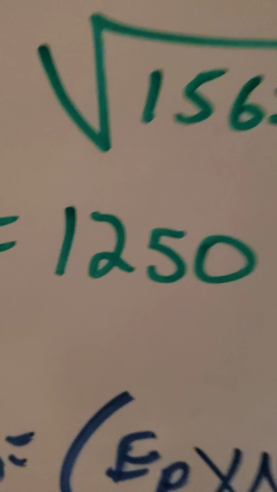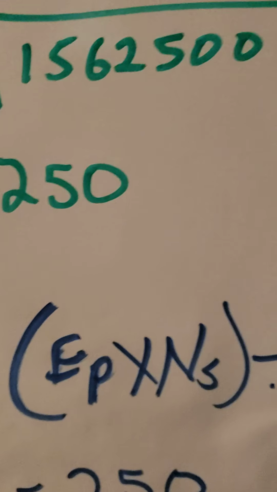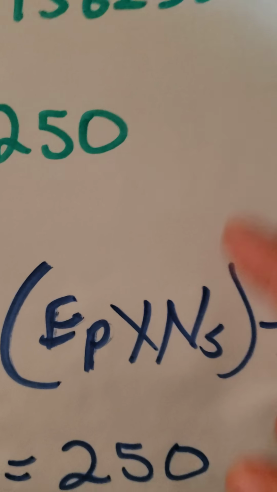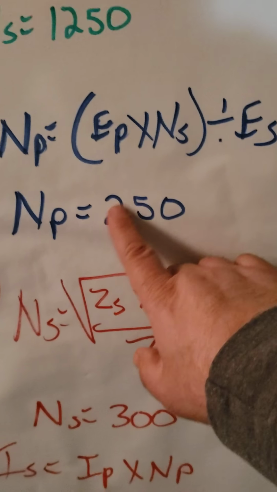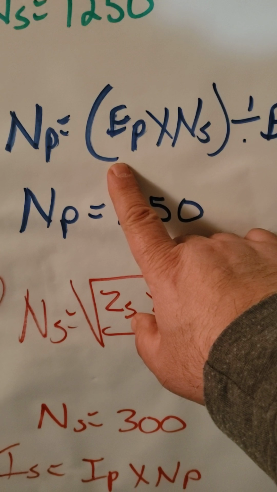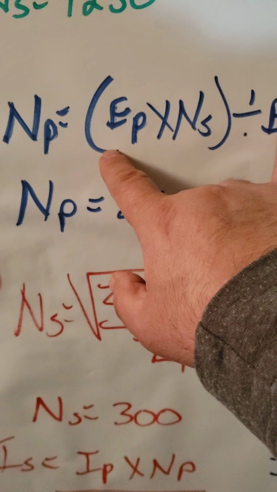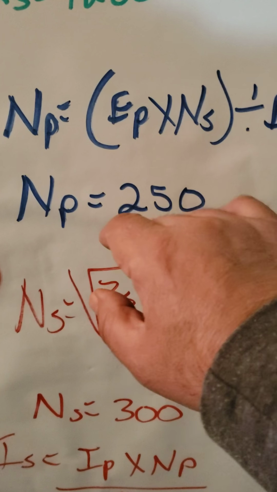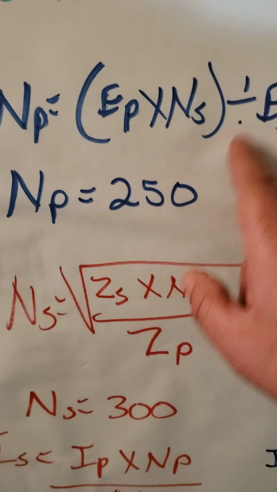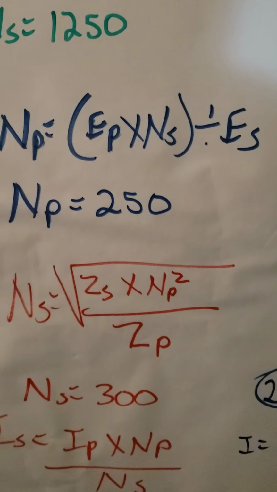1,250, I'm sorry. Okay. Because I don't have the voltage. If I knew the voltage, I can find out the ratios. Number 17, it's EP times ES equals NP times NS. So NP times ES divided by the ES, NP equals 250.